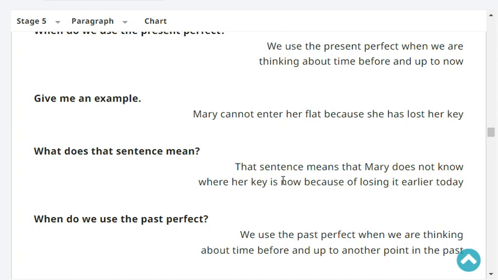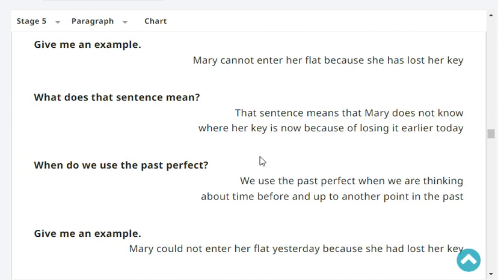What does that sentence mean? That sentence means that Mary does not know where her key is now because of losing it earlier today. Very good.